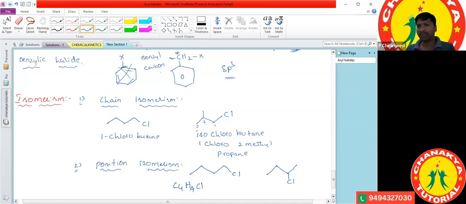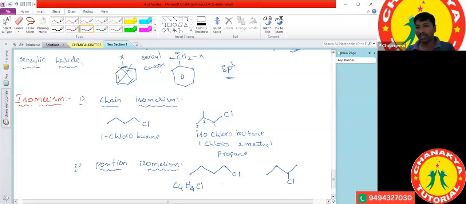So at that time, for the total structures, we have to check the chain isomers and the positional isomers also. For that, first we have to know how to write the chain isomerism and positional isomerism. C4H9Cl exhibits chain isomerism, which gives 2 structures, and positional isomerism also gives 2 structures: 1-chlorobutane and 2-chlorobutane. So for the total number of structural isomers, we have to add the chain isomers and the positional isomers. Now you have the clarity.